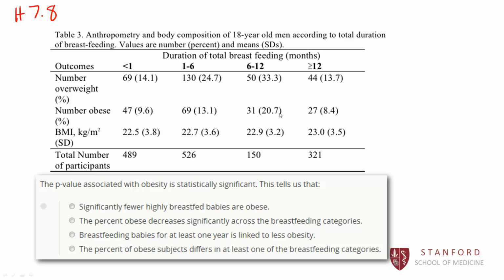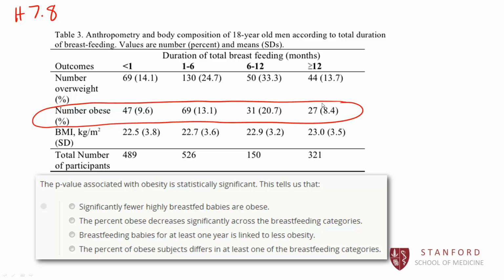So this question says, let's say we do our chi-square test for obesity and breastfeeding group, and we get a significant p-value. P is 0.03. What does that mean? Well, the chi-square test is a global test, so it actually doesn't tell us where the differences lie. It just tells us that at least one of those breastfeeding groups is different than the others. And if you actually look at the numbers here, it goes from 9.6% obese to 13.1% to 20.7%. It looks like it's going up as you get more breastfeeding, and then it goes down for the really long breastfeeding group. So there's no particular pattern here. So all we can conclude is D, that the percent of obese subjects differs in at least one of those breastfeeding categories.